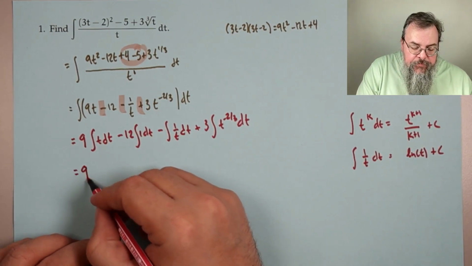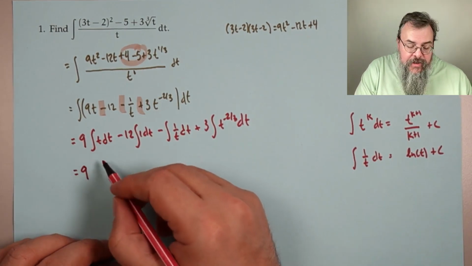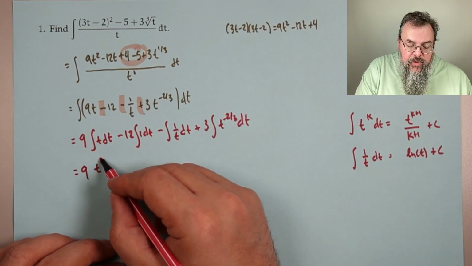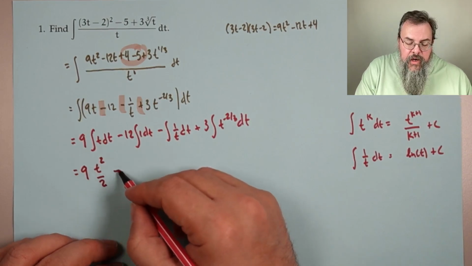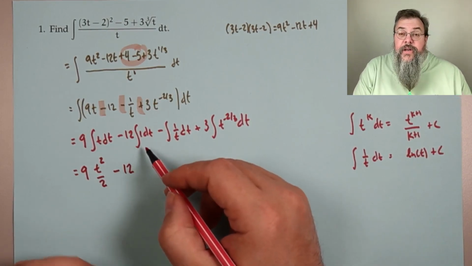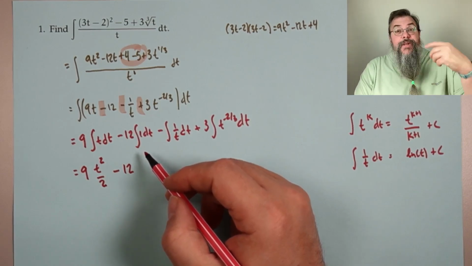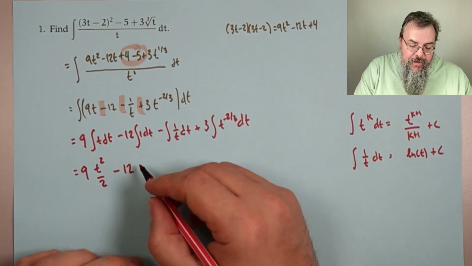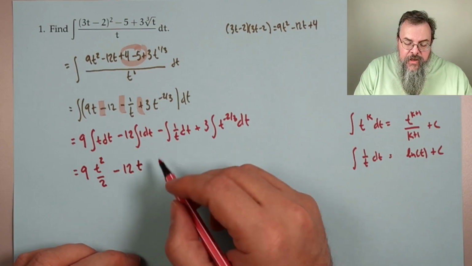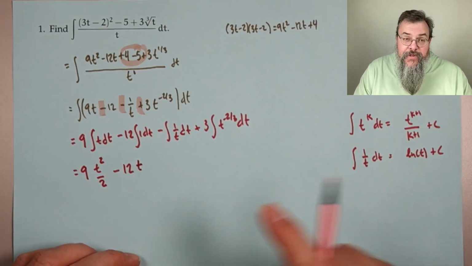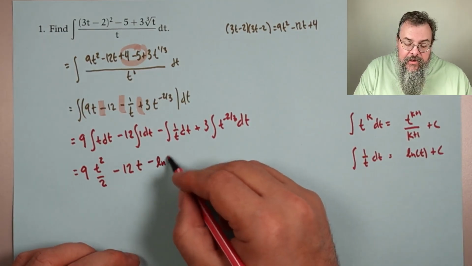So we get 9. This is t to the 1, so it'll be t to the 2 over 2, minus 12. Now 1 you can think of as t to the 0 power. So t to the 0 would become t to the 1, divided by 1, gets us 12. 1 over t, that was our exception. So minus log t.